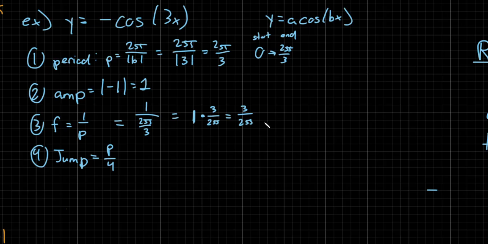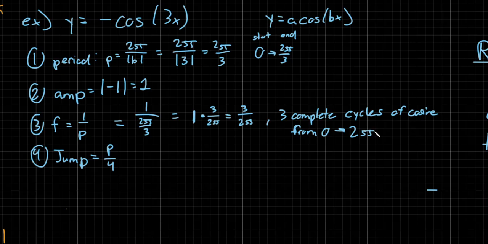This is telling us that we're going to have 3 complete cycles of cosine from 0 to my denominator, which is 2 pi. What do I do next? How do I do that?